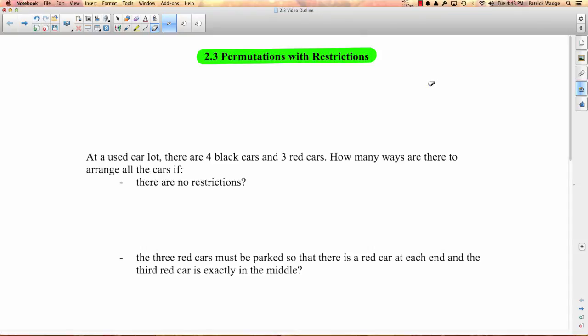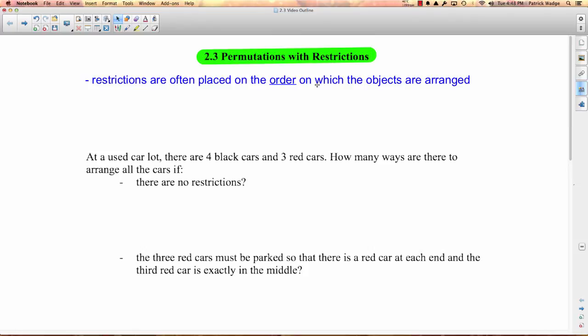First, what we're going to do today is keep working with permutations, but we're going to start looking at restrictions on permutations. Basically, restrictions are often placed on the order in which the objects are arranged. They're going to give you some kind of restriction, like rearrange these objects but you have to have the black object first, or you need to have the girls sitting beside each other, or you need to have the red ball last or something.